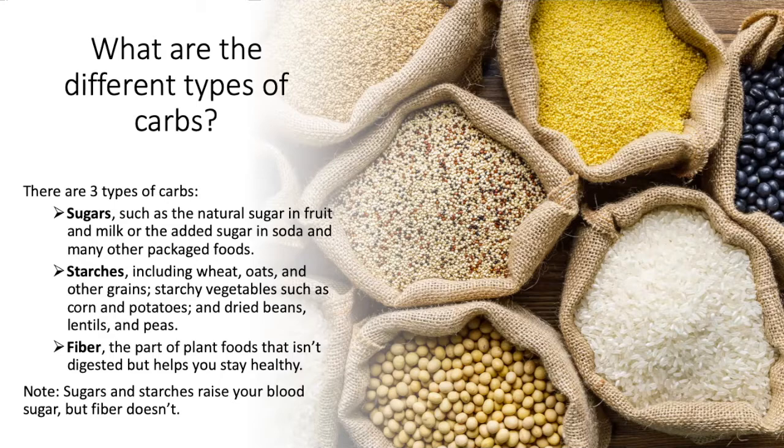Fiber is the part of plant foods that isn't digested but helps you stay healthy and helps you maintain a nice stable blood sugar. So the note here: sugar and starch can raise your blood sugar, but fiber does not. So when you pick food with carbohydrate, make sure you pick the food that has the highest fiber, because that decreases the chances of the carbohydrate raising your blood sugar. Always make sure when you read a label, the carbohydrate has at least 3 grams of fiber.